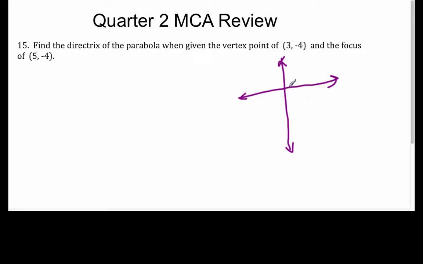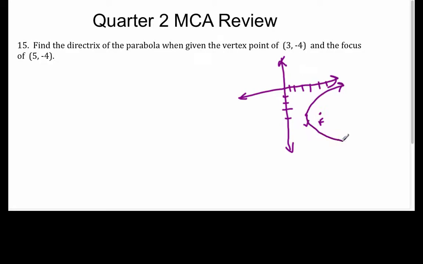But so 1, 2, 3, 4, 5, 6. I know where the 2 points are. I'm going to be down here at -4. So 1, 2, 3, 4. So at 3, -4, that's my vertex. At 5, -4, that's my focus. Now I know that the focus is on the inside, and I know the vertex is part of the graph.